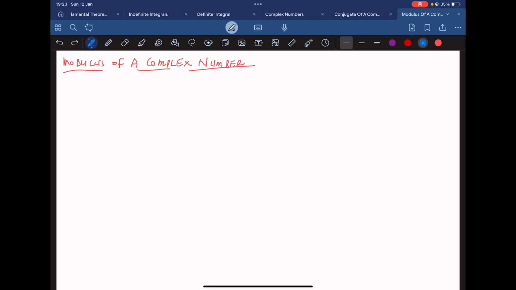Now, given a complex number a plus bi, the modulus is represented by the absolute value of z, and this is just the modulus of a plus bi, which is the square root of a squared plus b squared. So this is what the modulus of a complex number is. Now let us use this to solve some examples to better understand the concept.